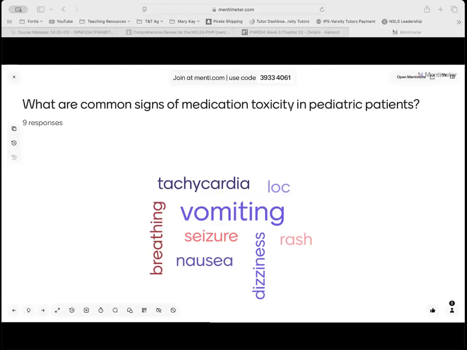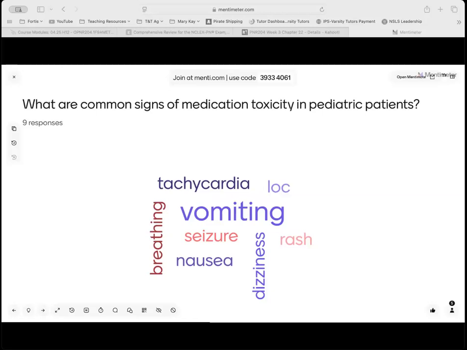Any of those GI symptoms, so nausea, vomiting, diarrhea, changes to our vital signs, our assessment. All of those are going to be good signs of medication toxicity. So those are things that we're looking out for as we're giving new medications to our patients.